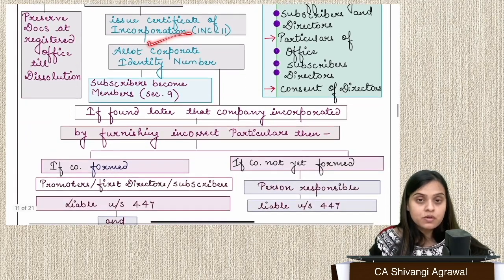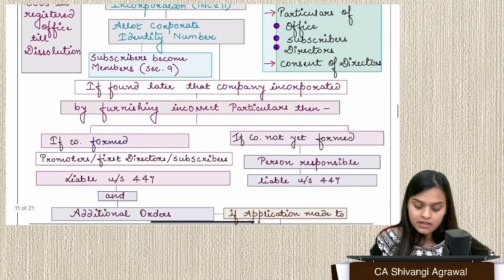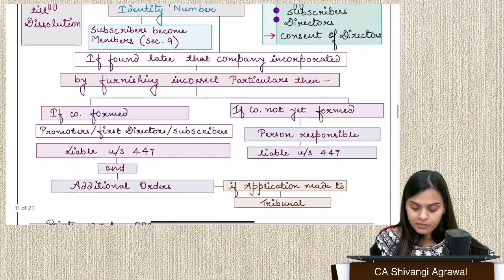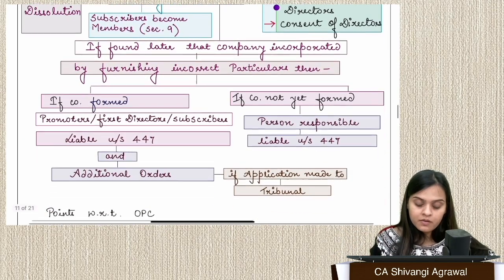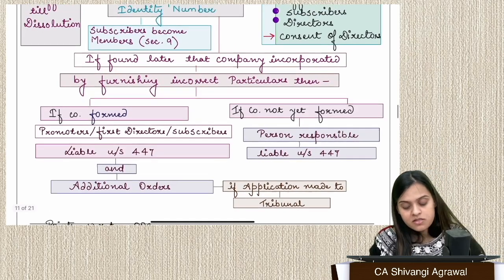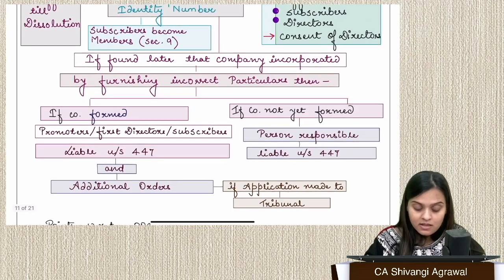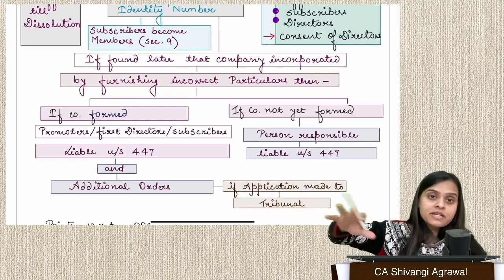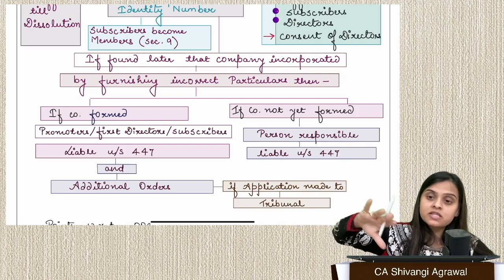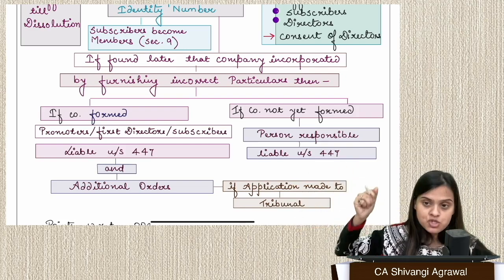ROC is going to issue us a certificate of incorporation, allot us a corporate identity number, which is an alphanumeric number, right? Once the company is incorporated and you get CIN, the members become your subscribers. So till the incorporation part, they are only your subscribers. Once the company is incorporated, they become your members. Thereafter, once the shares are issued, they will become the shareholders.